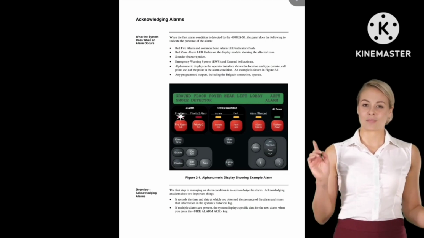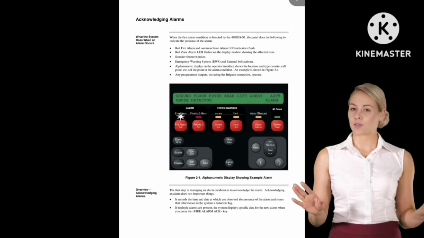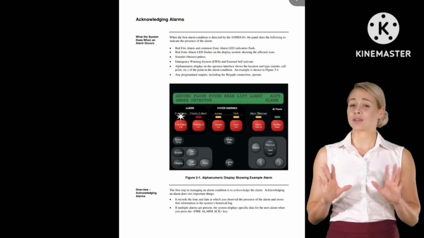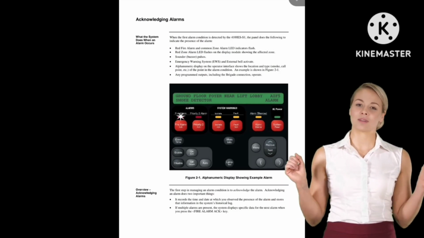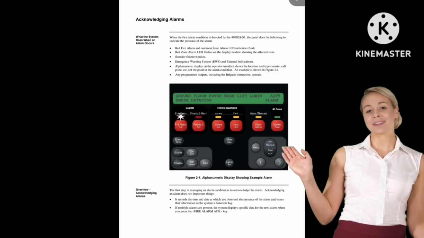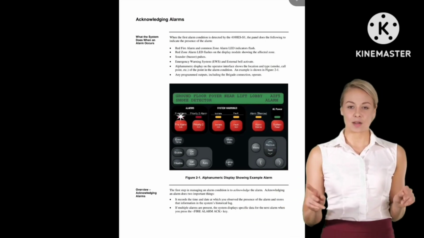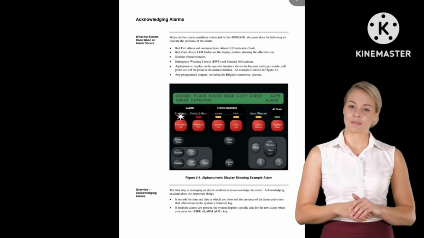When the first alarm condition is detected by the 4100, the panel does the following to indicate the presence of the alarm: red fire alarm and common zone alarm LED indicators flash. Red zone alarm LED flashes on the display module showing the affected zone. Sounder buzzer pulses. Emergency warning system and external bell activate.